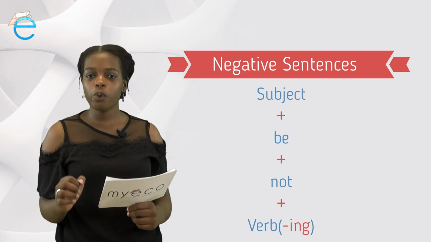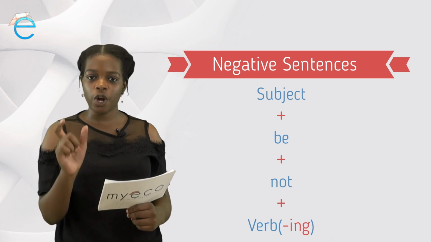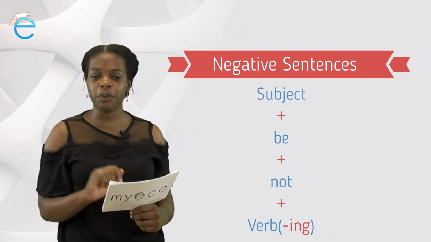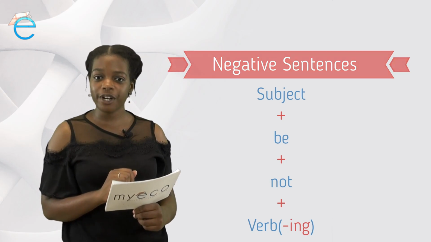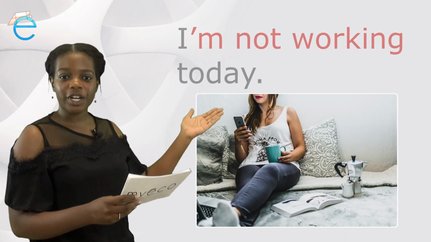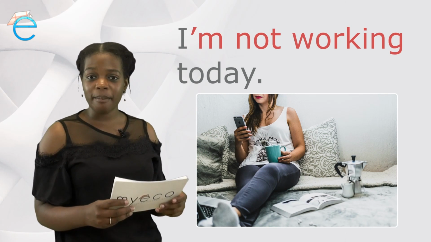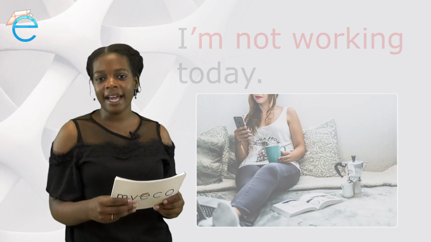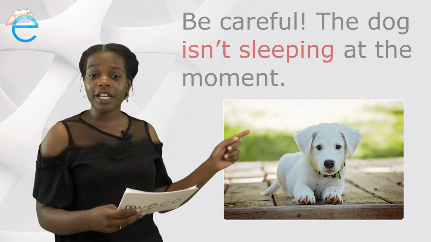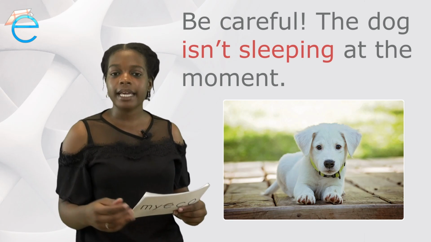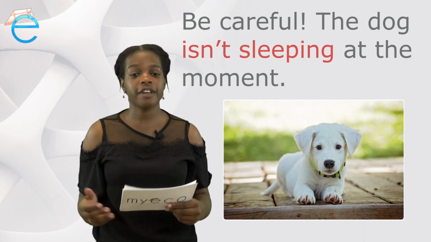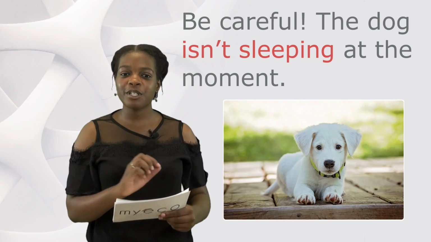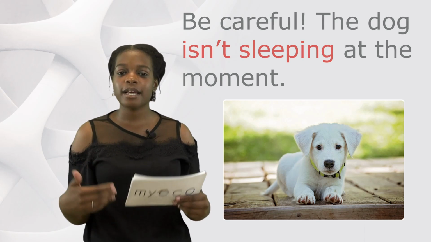Making negative sentences is pretty simple. All we do is add the word not in front of our verb with its ing ending. For example, I am not working today. I am not working today, and I'm is the shortened version of I am. Be careful, the dog isn't sleeping at the moment. Isn't is the shortened version of is not, and at the moment shows us again that it is present continuous that we are dealing with.